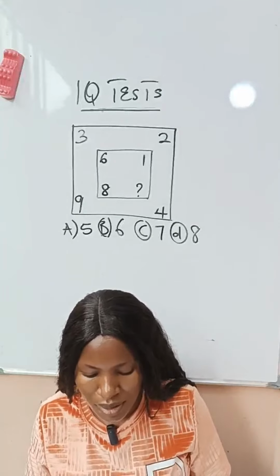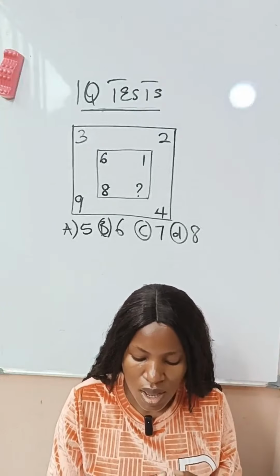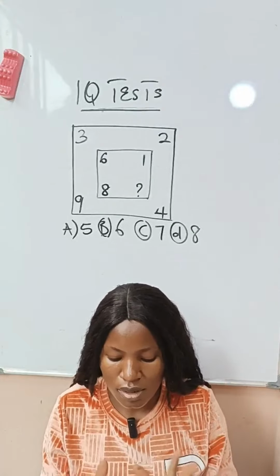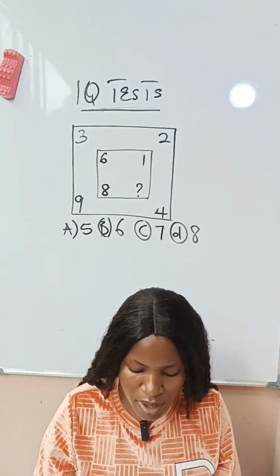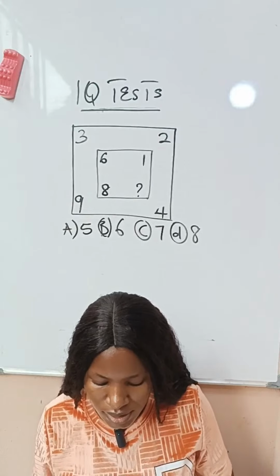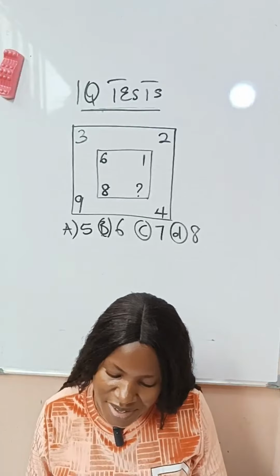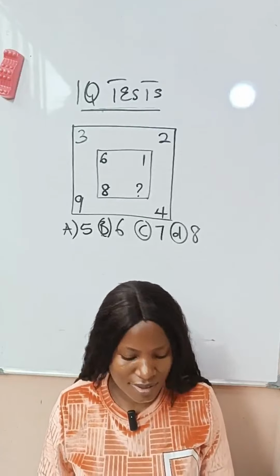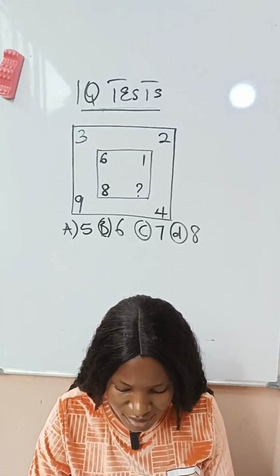There must be a pattern, and there must be a connection between the first and the second rectangles. What do you think is the answer? Very simple but tricky.